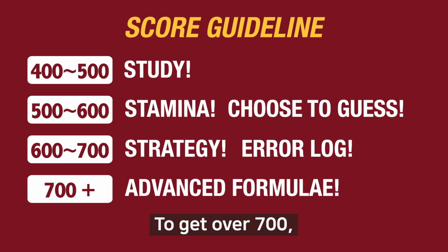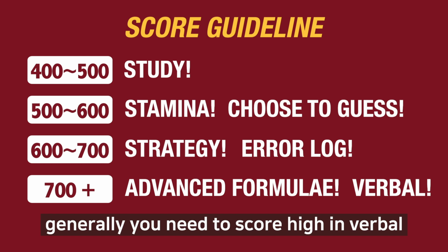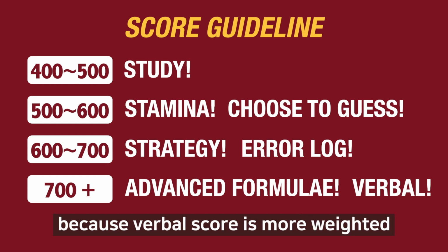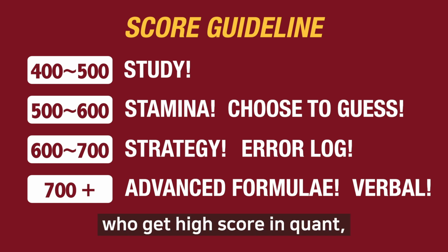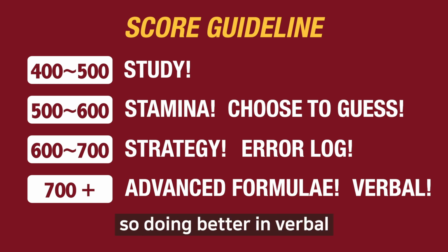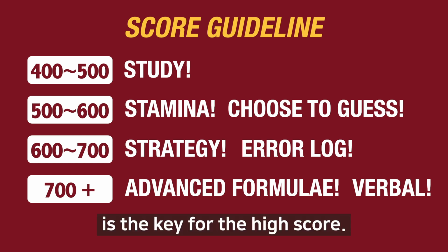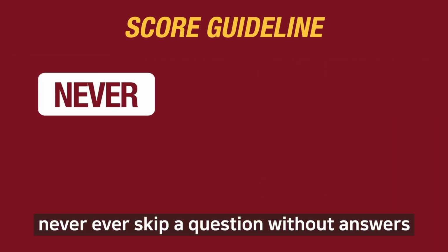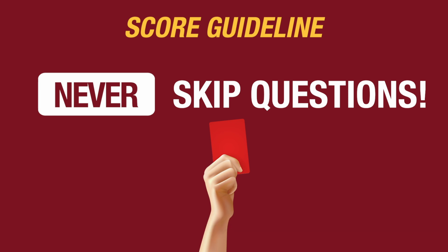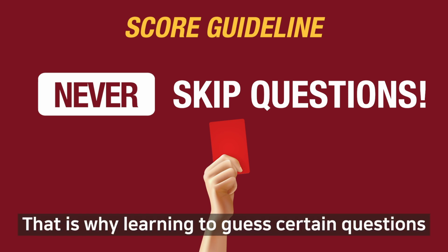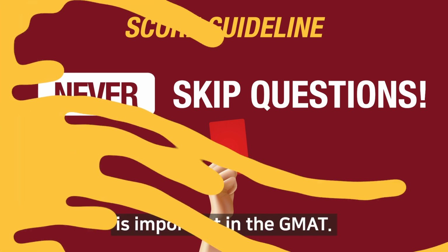To get over 700, generally, we need to score high in verbal because the verbal score is more weighted than the quant score. There are many GMAT takers who get high score in quant, so doing better in verbal is the key for the high score. In the GMAT, never ever skip a question without answer because that will give you a heavy penalty. That is why learning to guess certain questions is important in the GMAT.